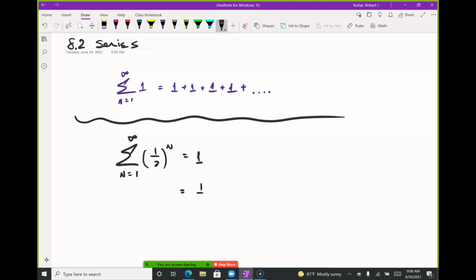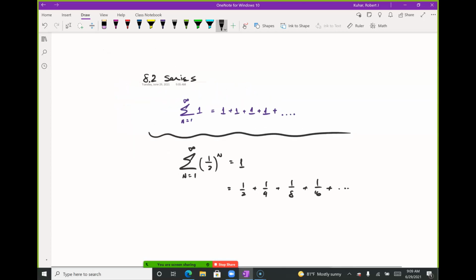So obviously it's 1/2. This is a geometric series. I'm multiplying by 1/2 every time, so I've got 1/2 plus 1/4 plus 1/8 plus 1/16, right? Plus etc. And it's kind of crazy to think that this thing adds up to 1, but it does. I'm going to show you a couple of ways that it does.